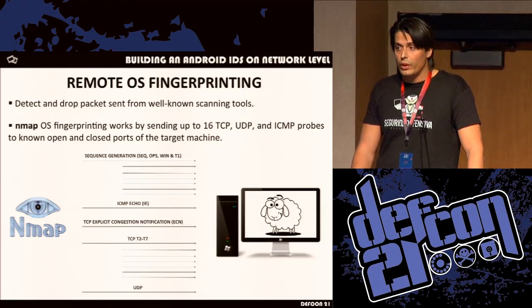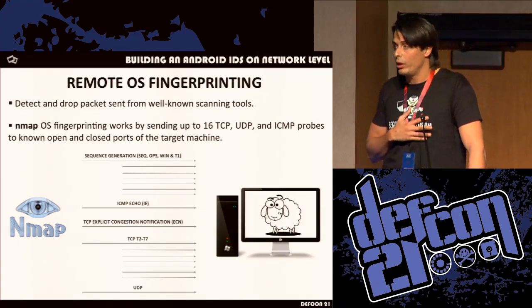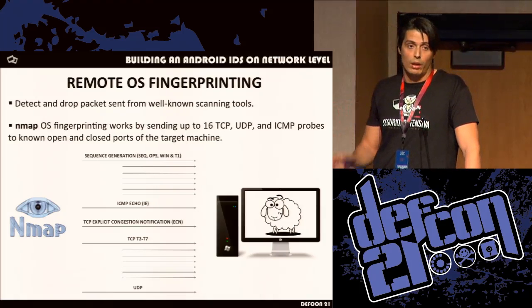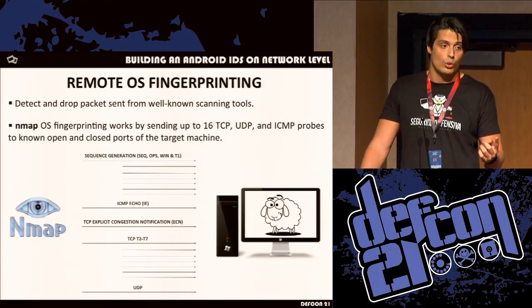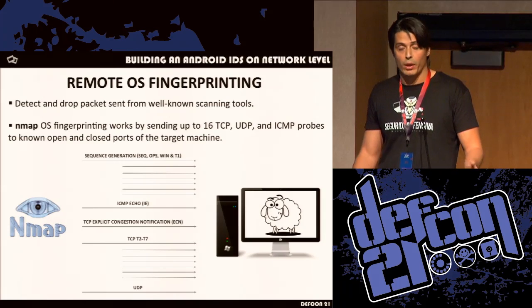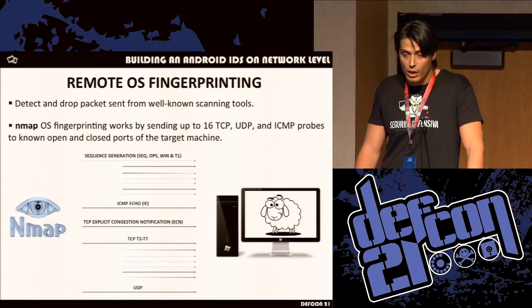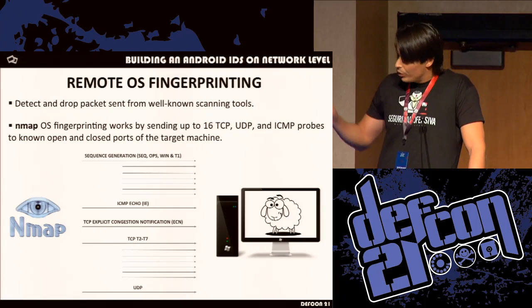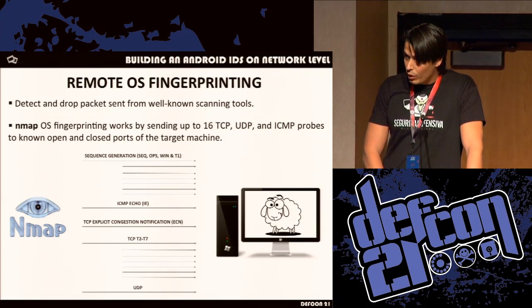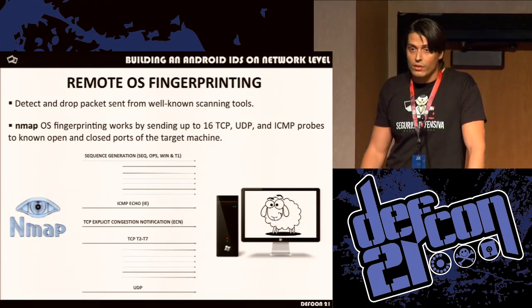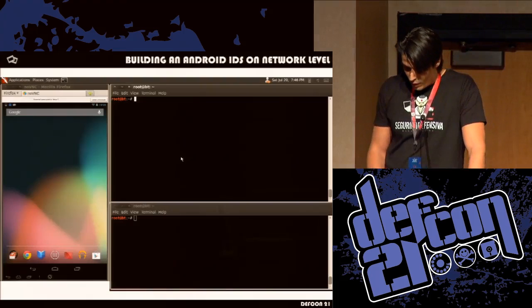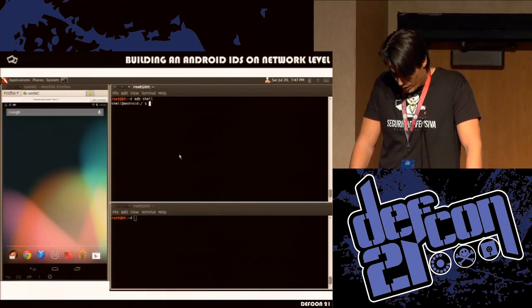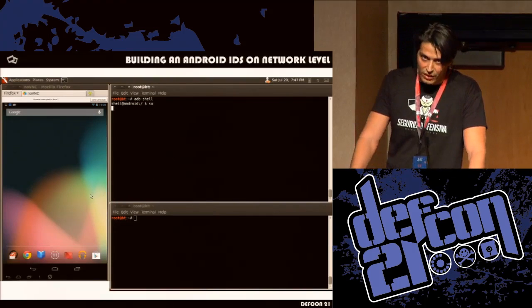So, as I told you, I have a tool. It was called OSfuscate. It was for defeating active and passive fingerprinting. So the first thing I had to do was port all my code, because my tool was working okay. I was trying to detect and drop packets from well-known tools. In this case, Nmap's 16 probes: TCP, UDP, and ICMP. And I will show you how it detects the attack.